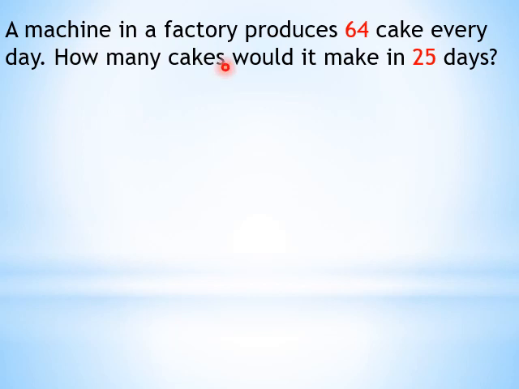A machine in a factory produces 64 cakes every day. How many cakes would it make in 25 days? It means that I will repeat 64, 25 times. So which operation will you use? For sure, multiplication. So I will multiply 64 by 25. This is a 2-digit number by a 2-digit number. I have many strategies to solve it. Let's try the first strategy, which is the area model strategy.